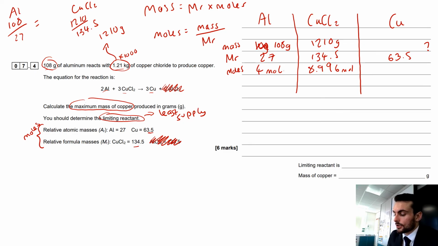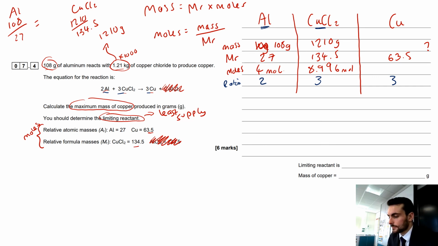The next thing we need to do is figure out which one of these reactants is the limiting reactant. So obviously we've got a ratio of, if we look, 2 to 3 to 3. So I'll just write this here. So the ratio is 2 aluminiums to 3 copper chlorides to make 3 coppers.